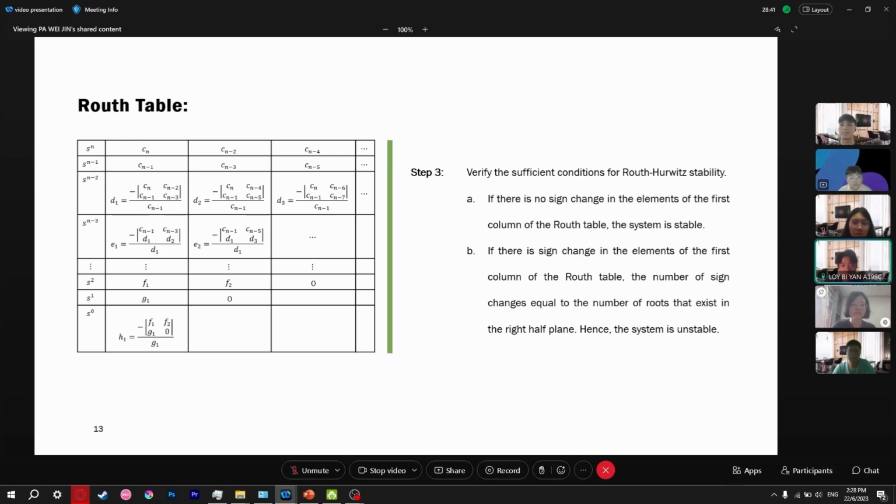The third step is to verify the sufficient condition for Routh-Hurwitz stability. If there is no sign change in the elements of the first column of the Routh table, the system is stable. If there are sign changes in the first column of the Routh table, the number of sign changes equals the number of roots in the right half plane, and hence the system is unstable.